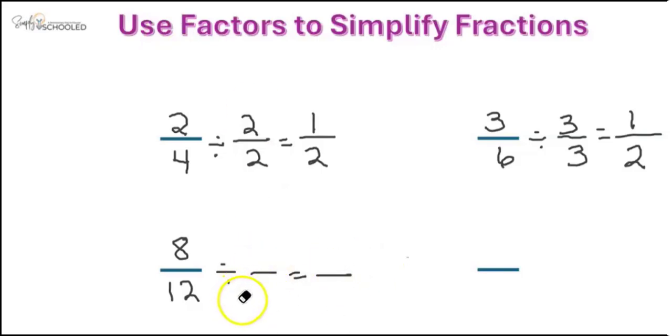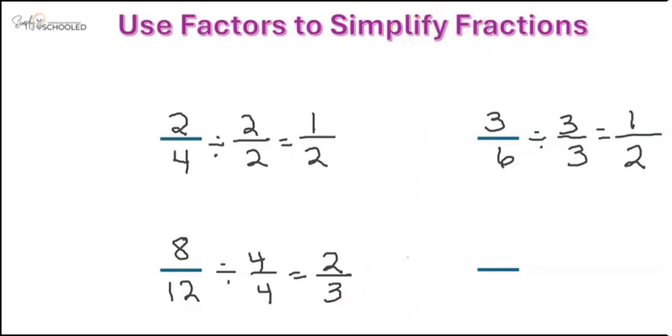So we did 2. Let's try 4. We know 4 goes into 8, and 4 is also a factor of 12. So 4/4. 8 divided by 4 is 2. 12 divided by 4 is 3. So it simplifies to 2/3, and we cannot simplify that anymore. So remember, sometimes there's going to be multiple factors that you can use to simplify. You want to use the greatest one to simplify the fraction the most.